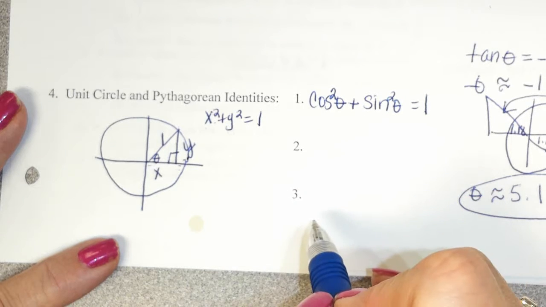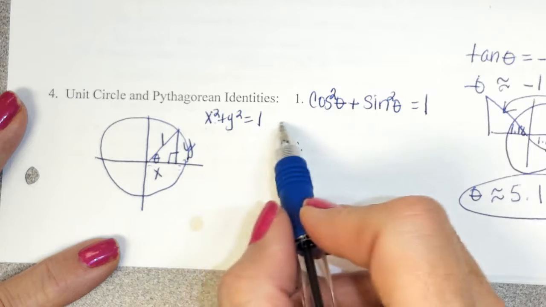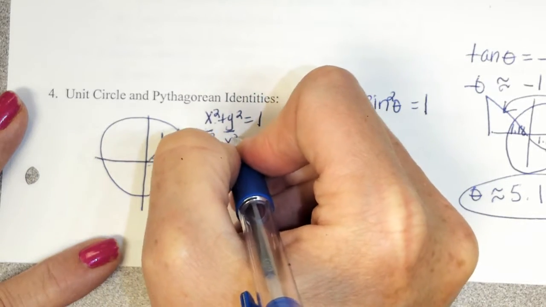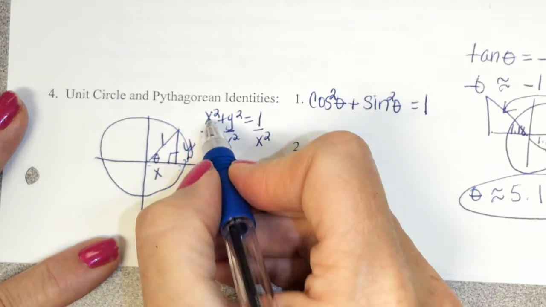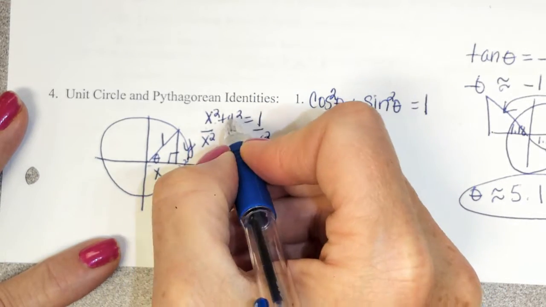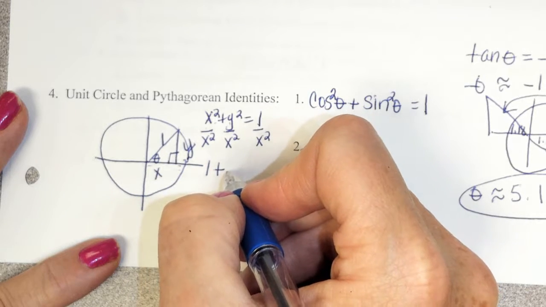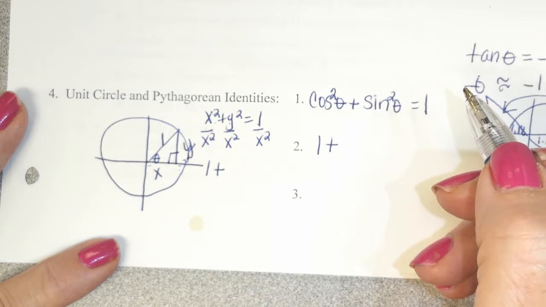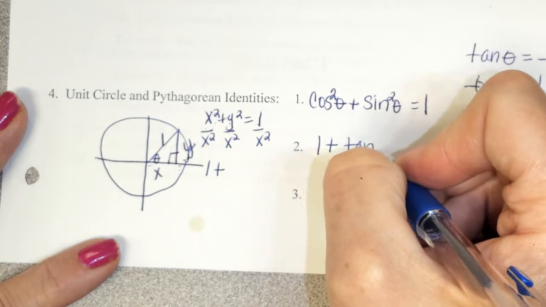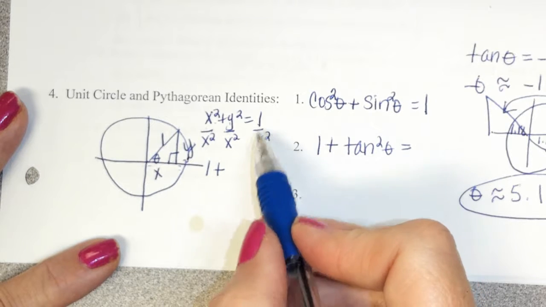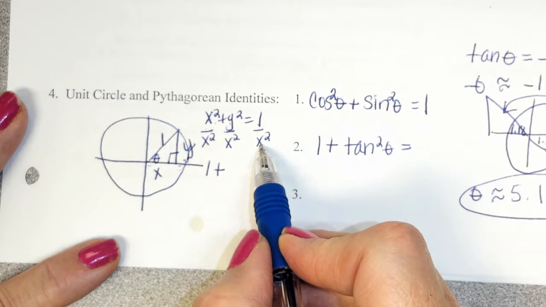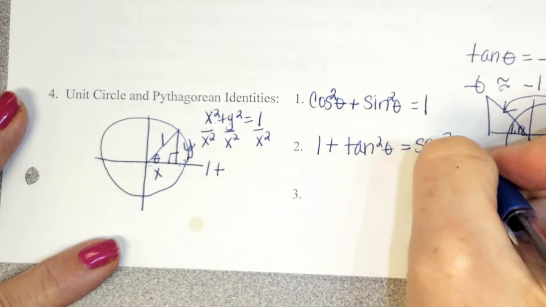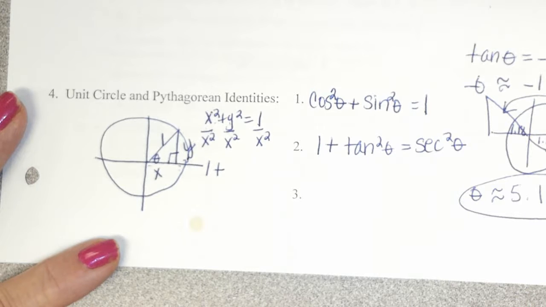But there are two others. So watch what I can do. Any equation can be divided. So I'm going to divide this equation by x squared. This one that we know. x squared over x squared is 1. y over x is, what's another name for y over x? Not sine, tangent. So that's going to be plus tangent squared equals, and what's 1 over x? The reciprocal of cosine is secant, so equals secant squared. That's another one of our identities we're going to use.